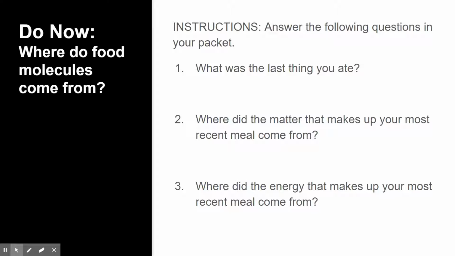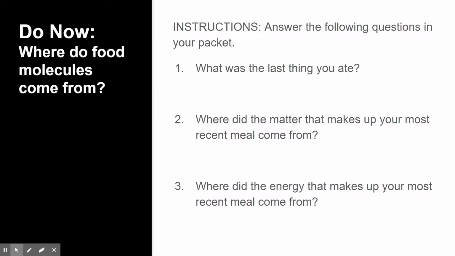Hello, scholars. We'll start with our do now today, which is centered around the question, where do food molecules come from? In your packet, I want you to answer the following questions. The first, what was the last thing you ate? Second, where did the matter that makes up your most recent meal come from? And third, where did the energy that makes up your most recent meal come from?